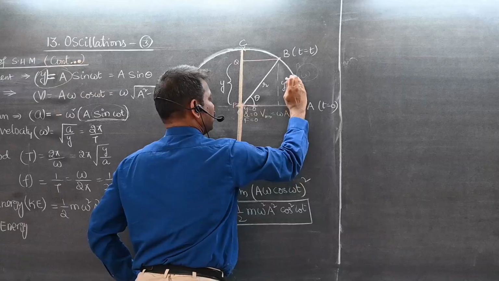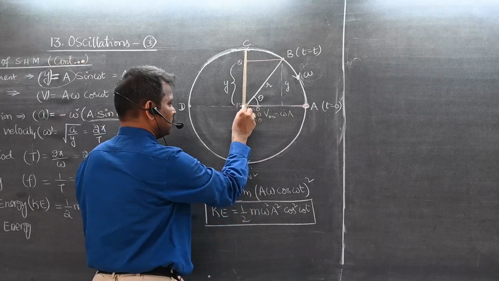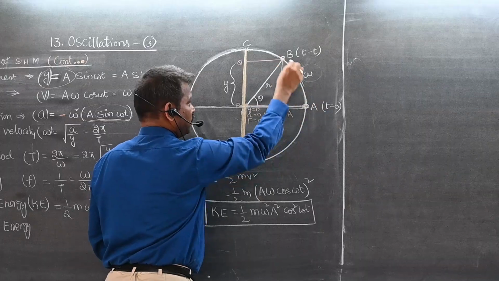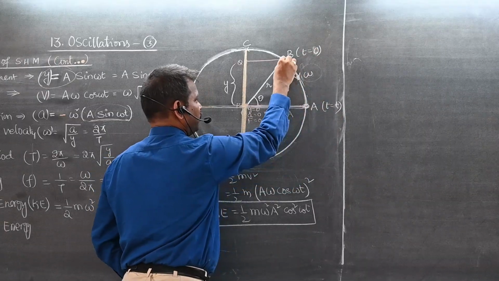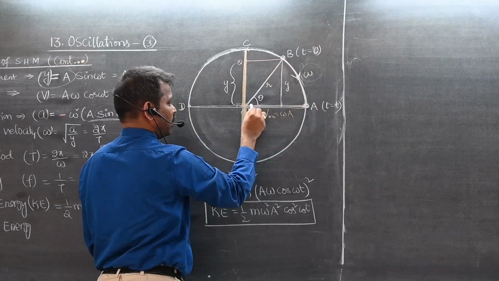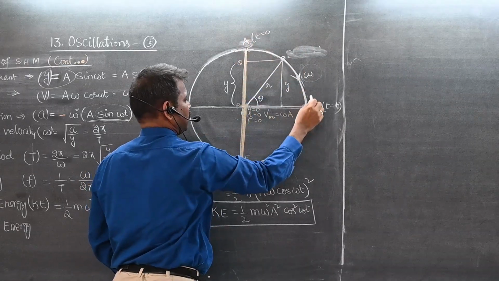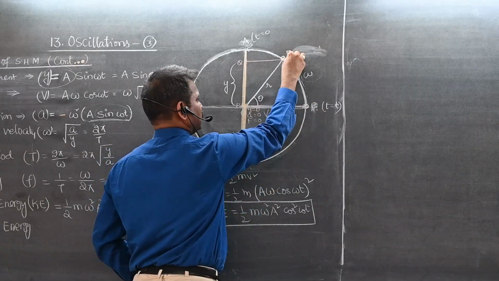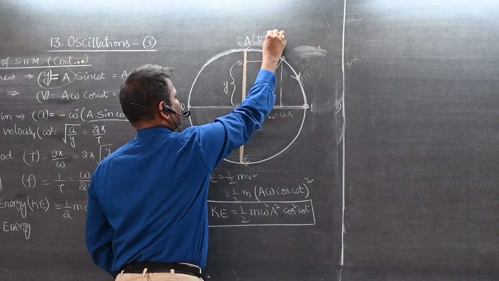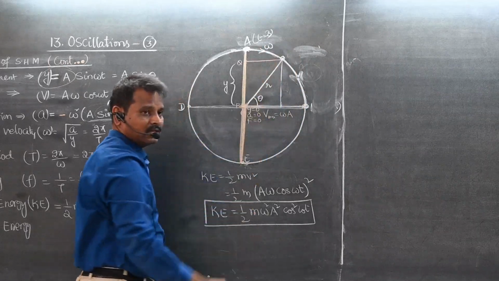In the same diagram, suppose instead of going like this, the particle is moving along the circular path in the clockwise direction. Now this will be the foot of perpendicular. Let us say this is A at t equal to 0, and let us say the particle reaches B. This is the particle moving in the clockwise direction with angular velocity omega.